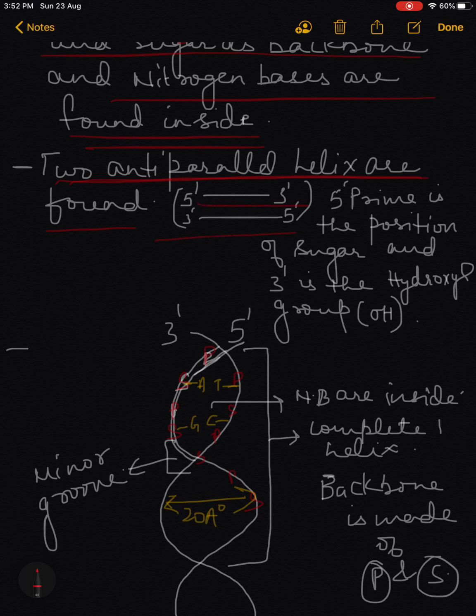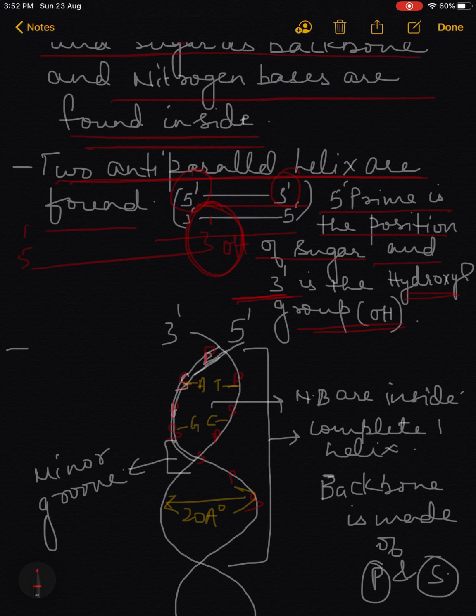Now why do we call them 5 prime and 3 prime? Let me tell you. 5 prime is the position of the sugar where the phosphate was attached, if you remember, as I gave you in the previous video. And 3 prime is the third position where the hydroxyl group is left. So in a DNA helix, where it ends at the 3 prime, it will have a hydroxyl group.